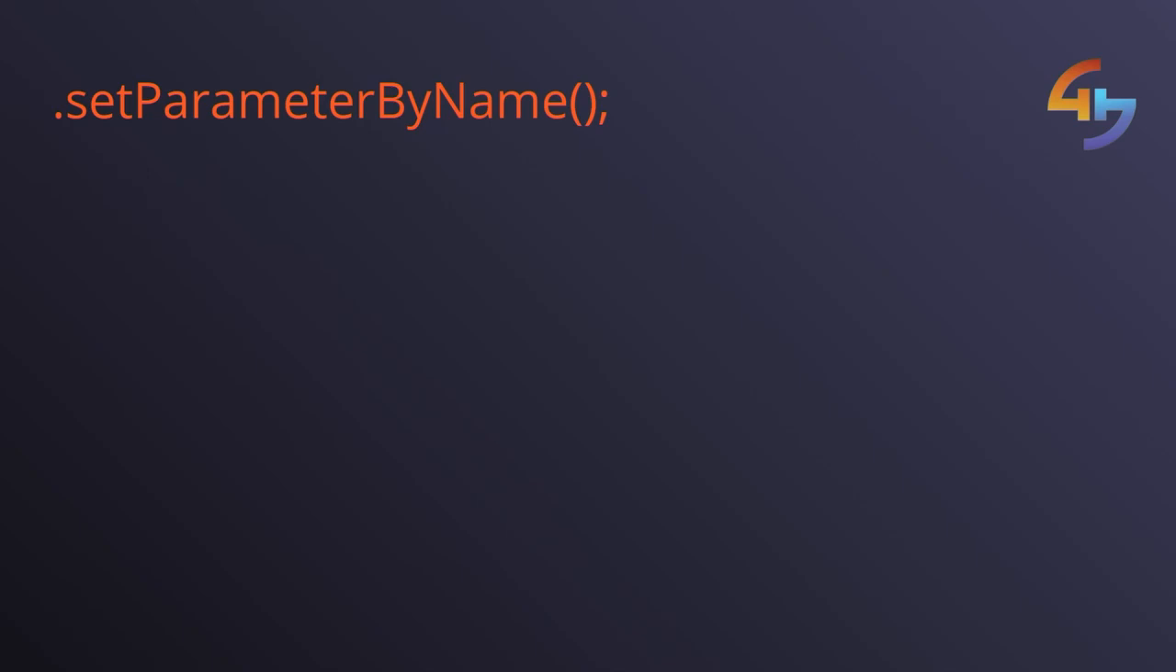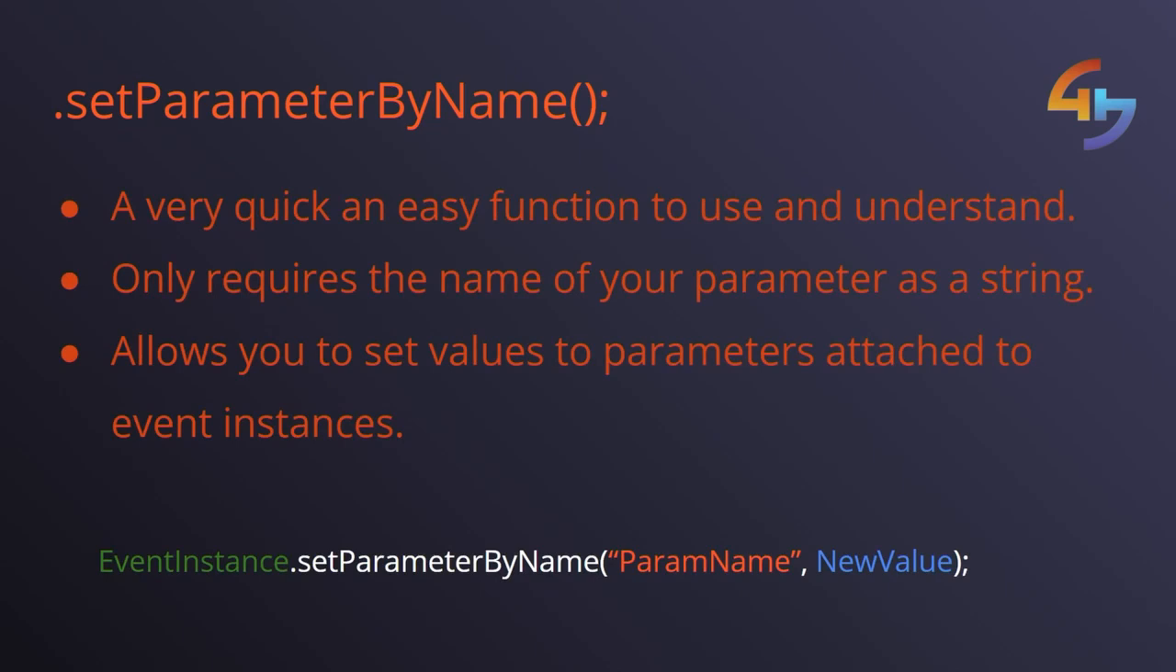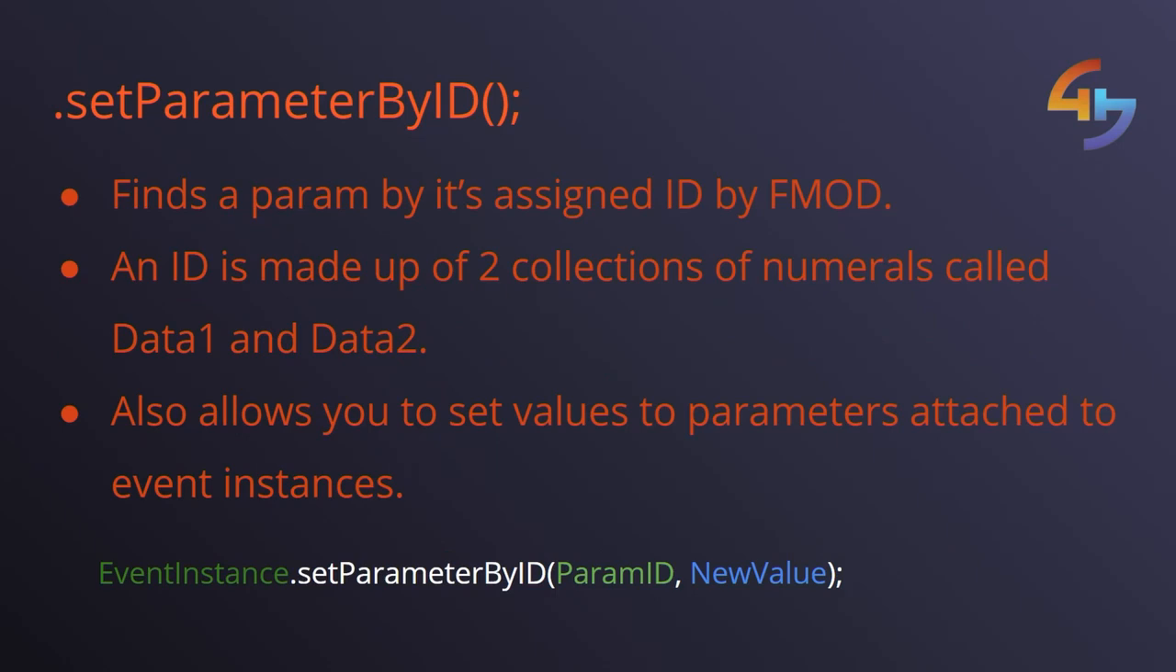So throughout this course, we've been setting values to our parameters using the same function. And that function is, of course, setParameterByName. Now, setParameterByName is great because with one line of code, you can quickly and easily start setting values to parameters attached to event instances. However, there is an alternative method we can use in its place, and it's called setParameterById. Now, whenever we create a new parameter in FMOD, that parameter is assigned an ID, a code made up of two collections of numerals labeled data1 and data2 respectively. In the same way we use the names of our parameters, we can point our scripts to parameters by feeding them this ID code using setParameterById.